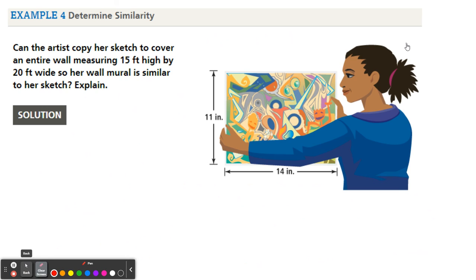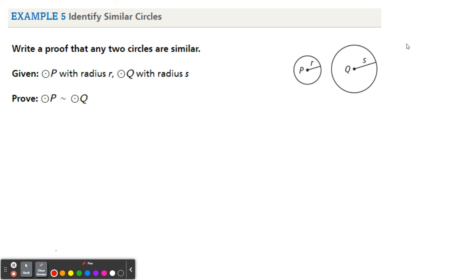Okay, last but not least, this is a state standard. They love to put this on the state test. So write a proof that any two circles are similar. So first off, you have to understand that circles are all the same shape. They're all the same shape, circular, right? So the only difference between circles is the length of their radius. The radius really defines how big the circle is, the circumference of the circle. So the idea here is, can we use some similarity transformation to map one onto the other? That's the idea here.